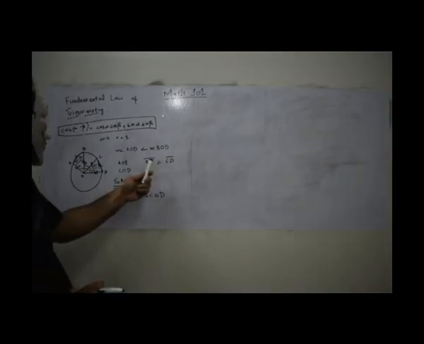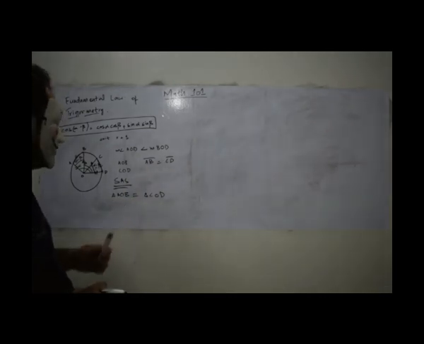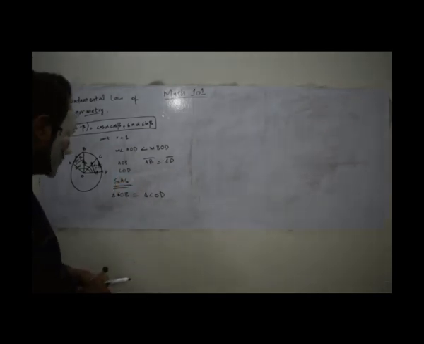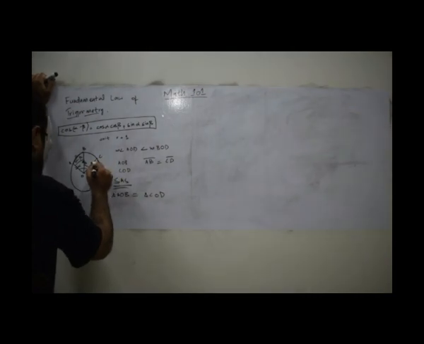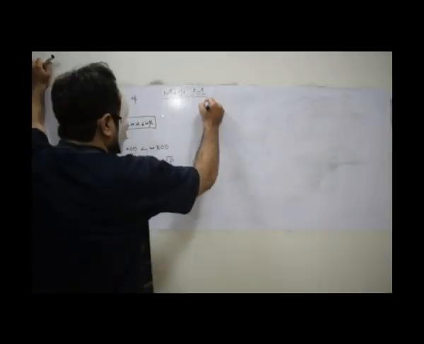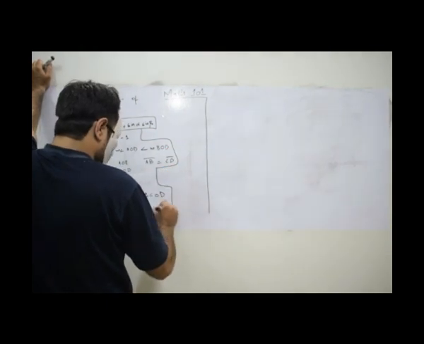Now we have to measure the distance between AB and the distance between CD. We can measure this distance by using the distance formula. So first, to apply the distance formula, we need to know the coordinates of these points, the points A, B, C and D. For simplicity, I will just write them down here.